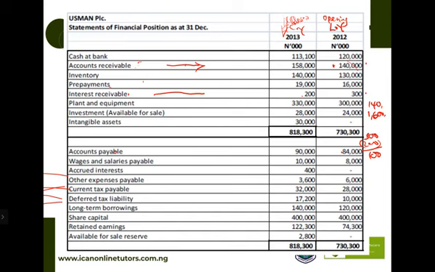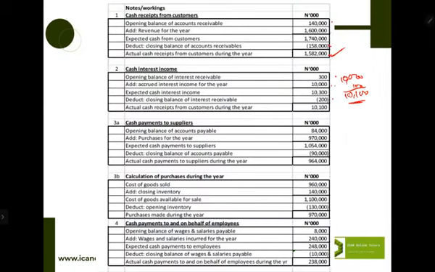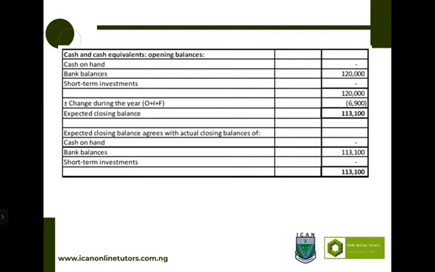So without wasting time, opening balance 84, closing 90. Purchases during the year is 970. Everything, it means we are giving out 964,000 naira. Are we together? If the answer is yes, the next one is to calculate your purchases during the period.